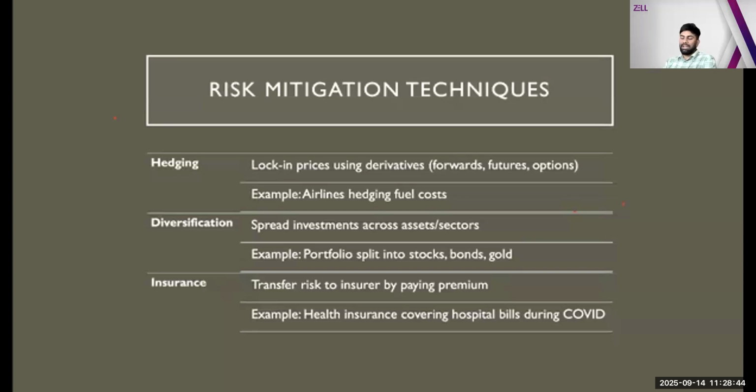To mitigate and divert the risk in finance, we have 3 main techniques or strategies: hedging, diversification, and insurance. We will talk about them one by one in detail. Hedging, remember the example that I had given you about the airline company? What is the biggest cost to the airline company? The price of crude oil. The cost of purchasing crude.